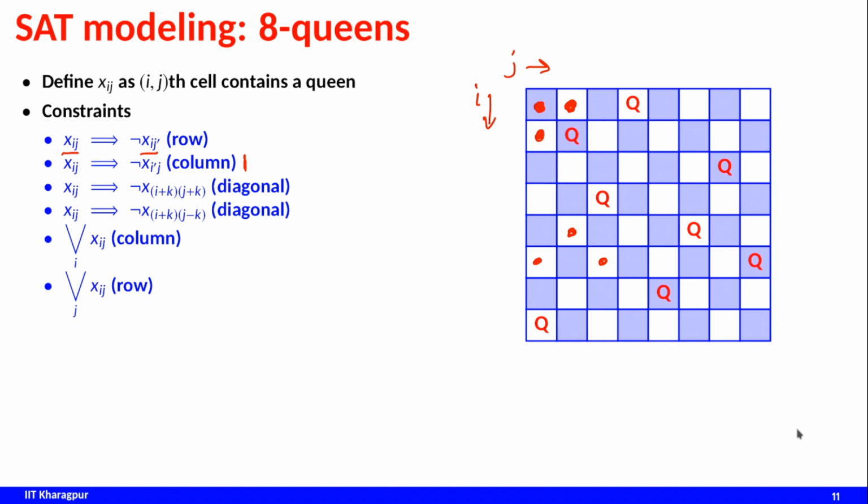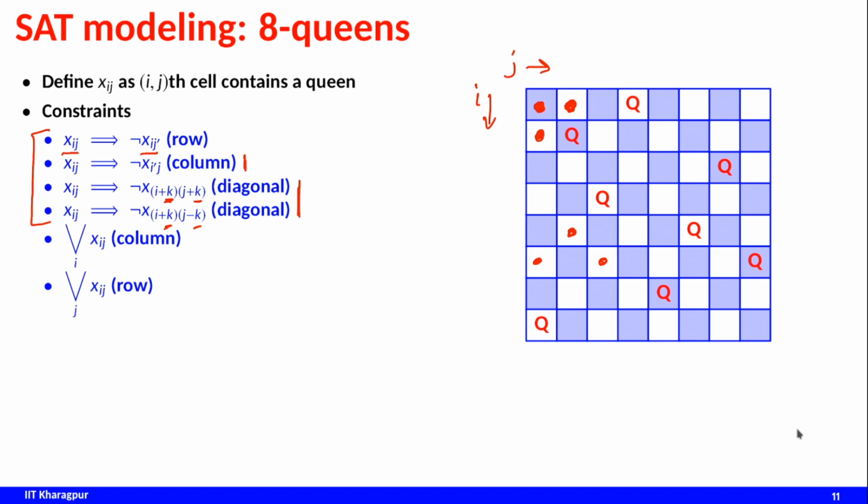So if it is ijth, then I have to add the appropriate offset k on both the directions. So this will give me the diagonal one. And again xij implies that I cannot put on the diagonal stuff. Now if I add only this thing, because this effectively says the actual stuff, like if I put one here, then I cannot put the other stuff.